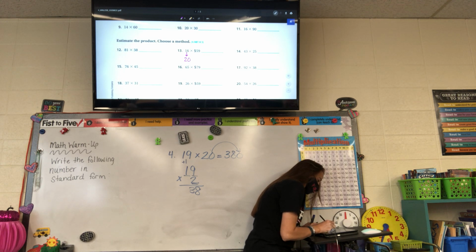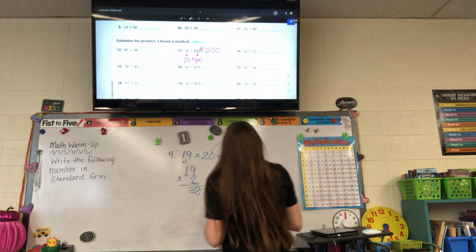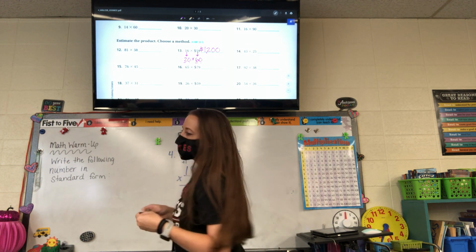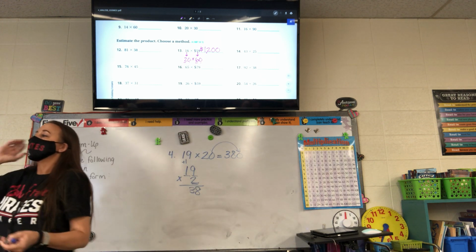What does 59 round to? 16. What's our basic fact? 2 times 6. 2 times 6 is 12 with 2 zeros after it. And then we put in our $ sign and our comma. That is how you do number 13. That is how you do all of these because they are just asking for an estimate.